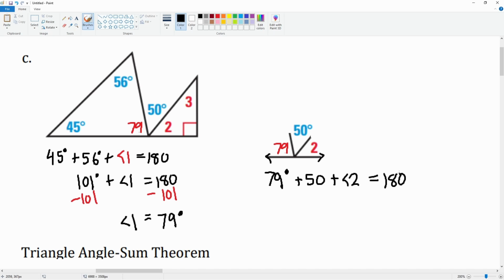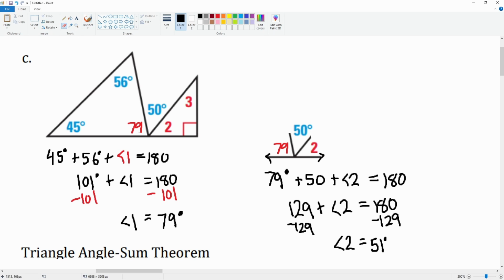So you can do 79 plus 50, which gets you 129, plus angle 2 is equal to 180. Subtract 129 from both sides. You get angle 2 is equal to 51 degrees. That's great. Okay.